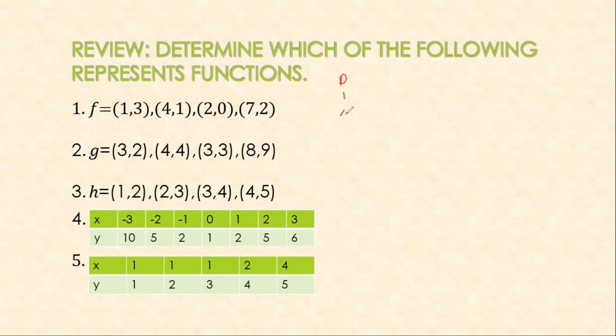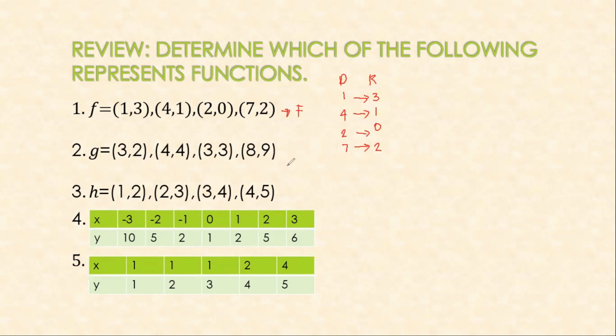So we have 1, 4, 2, and 7. So these are all the x values of your ordered pairs. And for your range, this is the y values. So we have 3, 1, 0, and 2. So you can see here that no two ordered pairs have the same first coordinate. So each element of the domain corresponds to a unique element of the range. So therefore, this relation is one-to-one, and this set of ordered pairs represents a function. So this is a function.